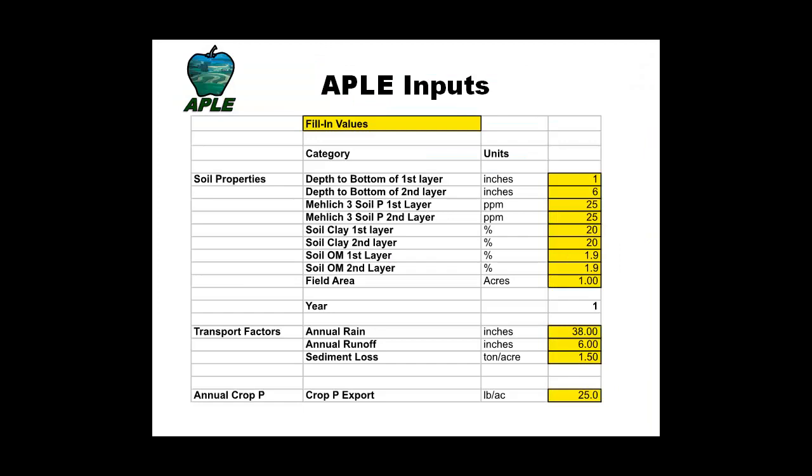This is what the input screen looks like. We have soil properties. It'll simulate two layers in the topsoil. So that's where we can start to look at soil phosphorus stratification with no-till soils. You need to tell it your soil test P, your clay and organic matter. These transport factors are inputs: rain, runoff, and sediment.